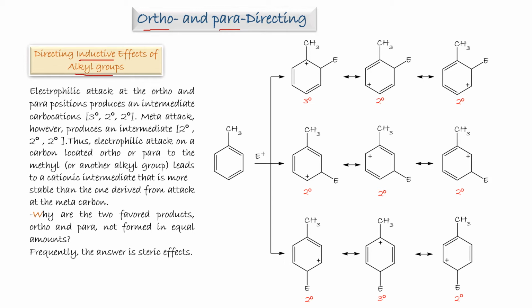Electrophilic attack at the ortho and para positions produces an intermediate carbocation: tertiary, secondary, and secondary. Let's see here, if we attack here, this will be connected to the electrophile, and the positive charge will be on that carbon. This is tertiary. Delocalization, resonance will move the positive charge here, then here, and we now have three carbocations: tertiary, secondary, secondary, right?